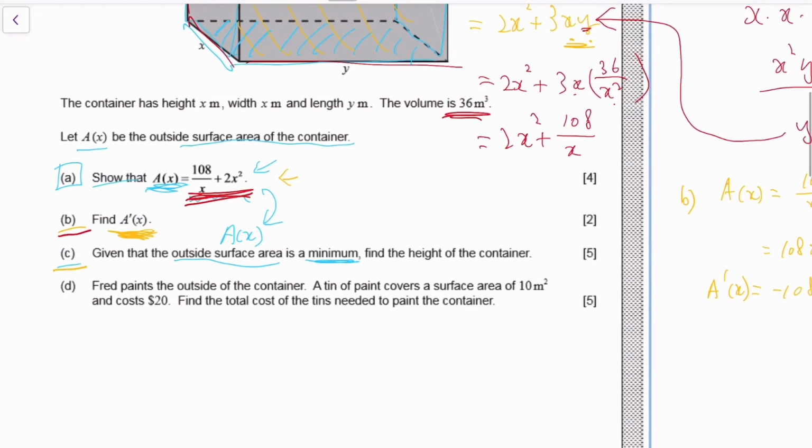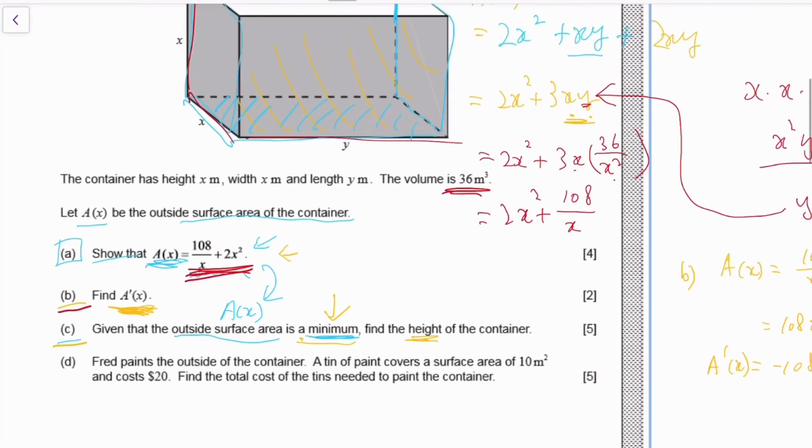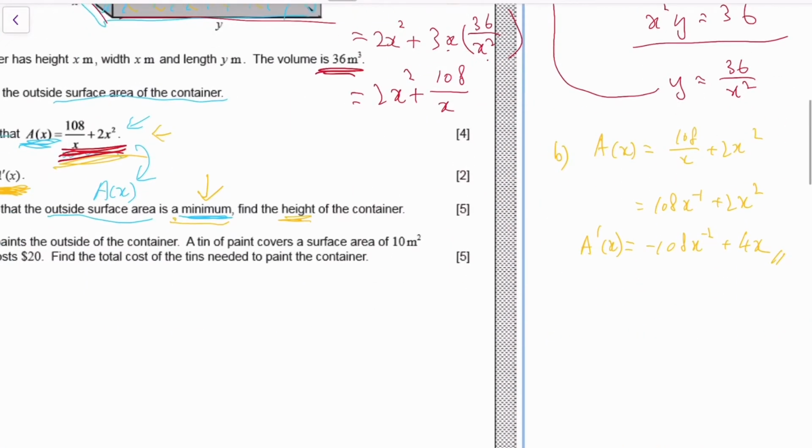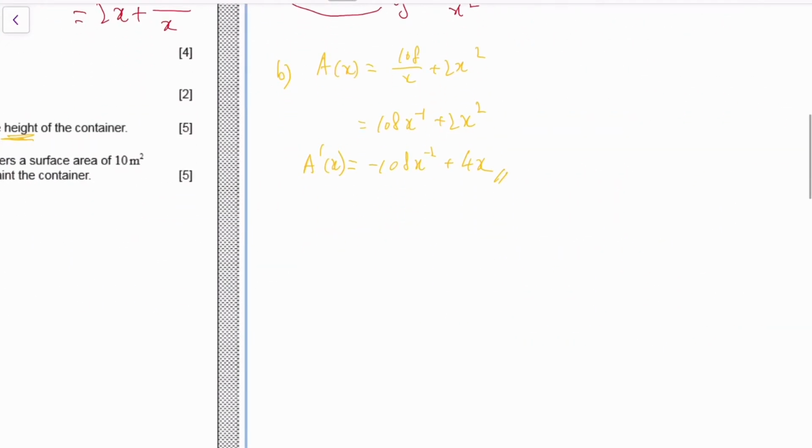Part C, find the minimum. I mean, it's more like find the height when the area is minimum, where the height is really x. So we should find out what x is, such that A(x) would be minimum. Well, that's easy to find. To find the minimum, we want the derivative to be 0. So we would put this negative 108 x to the power of negative 2 to the right hand side, so it becomes positive.